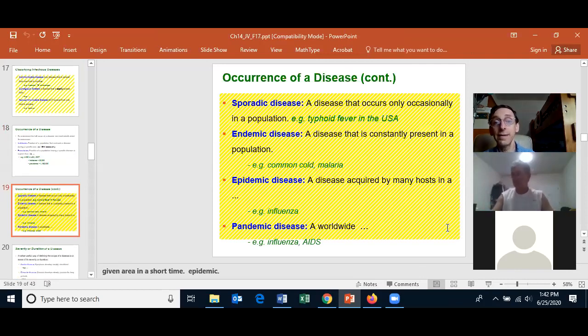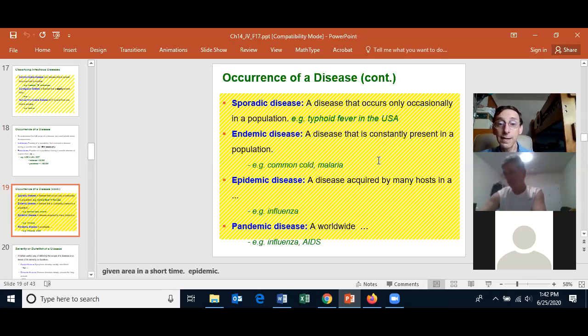Sporadic disease is a disease that occurs only occasionally in the population. Like typhoid fever in the USA happens sporadically. Not very often, but every once in a while it happens, and will happen in one state and happen in another state a few days later or something like that. So it's not happening all the time.